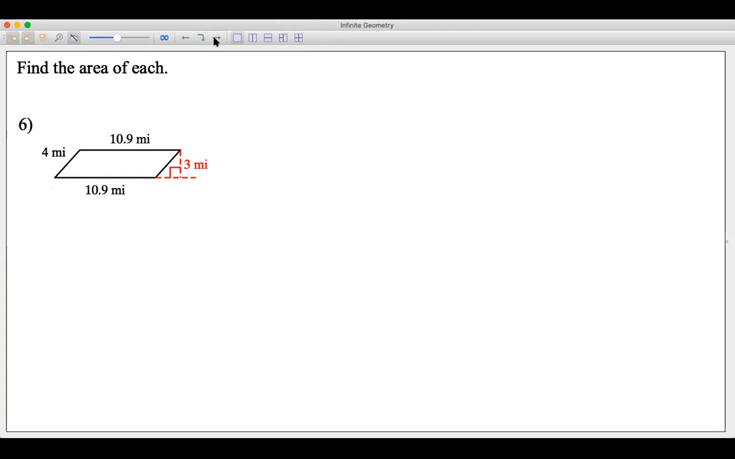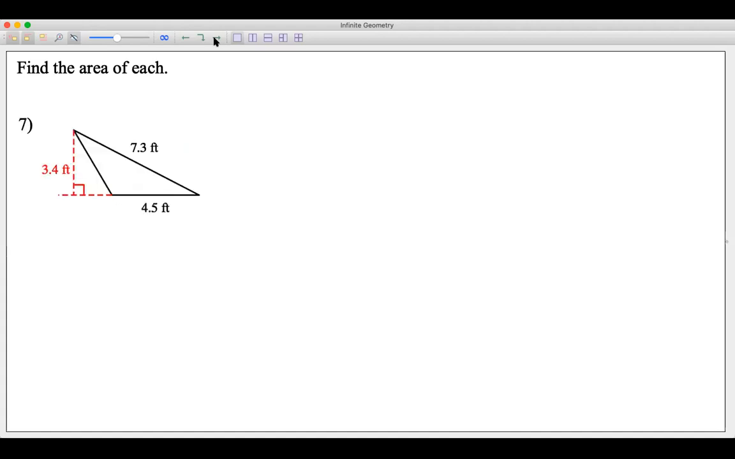Okay, what's the base and the height of this parallelogram? 10.9 in. The base and the height. So what's the base? What's the height? There you go. What's the 4 there? Four is one of the sides. We don't need it for this particular one, but it's a true value.